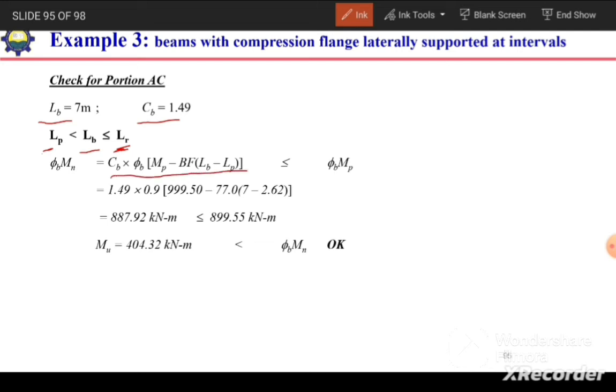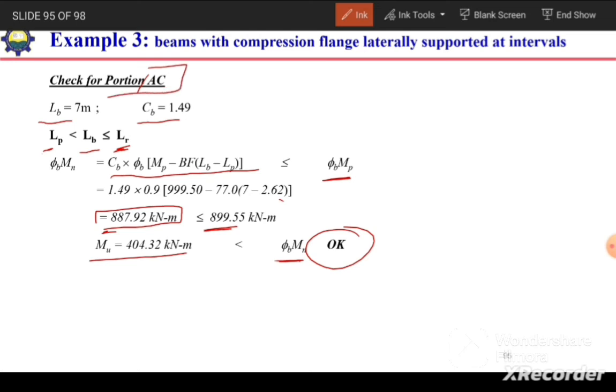So we can use this expression to calculate the bending moment capacity, which comes out to be 887 in this segment, and this 887 is less than 899, which is phi b Mp, and the applied bending moment is 404. So the capacity is more than the applied moment, so it's okay. So our selected section is also okay for the segment AC.